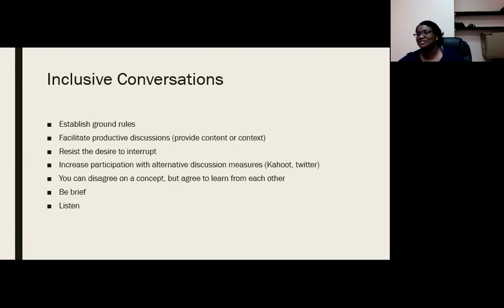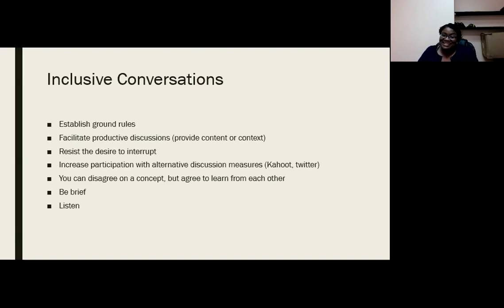You want to also facilitate productive discussions. One of the things that you want to do is either provide content, or even when you're asking the students their opinions on something, you want to provide the context of that specific situation. So if you're worried that a student is taking something political and it wasn't meant to be political, it's okay for you to redirect the conversation and say, I appreciate your input. I want you to know that's not exactly where I was going with that, but I think that that's a great idea for us to dive into later.